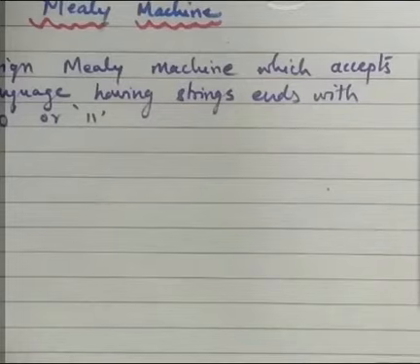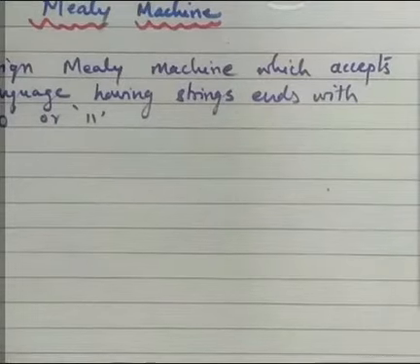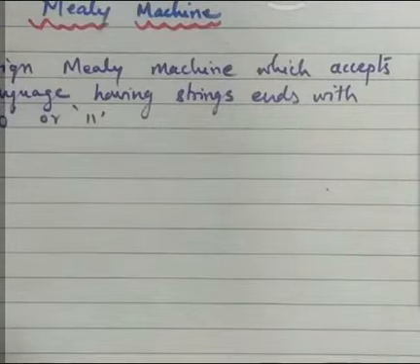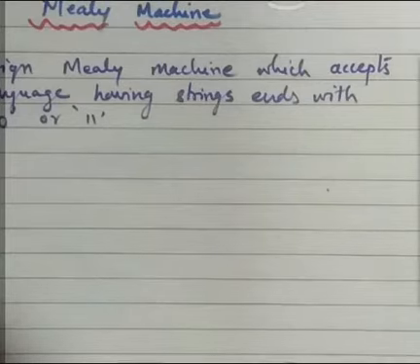Okay. So now this is just like a finite automata. If it were a finite automata which accepts the language having strings ending with 00 or 11, then with the help of final states, we could show whether it is acceptable or not. But here we don't have a final state. So here, with the help of the output symbol, we have to indicate whether the given input is ending with 00 or 11. Is it clear?